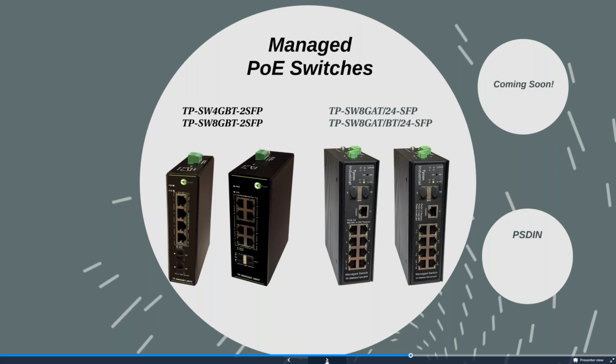The GAT/BT/24, you get two ports at 802.3 BT, so 90 watts per port, and then the others can be configured to 802.3 AT or 24 volt passive.